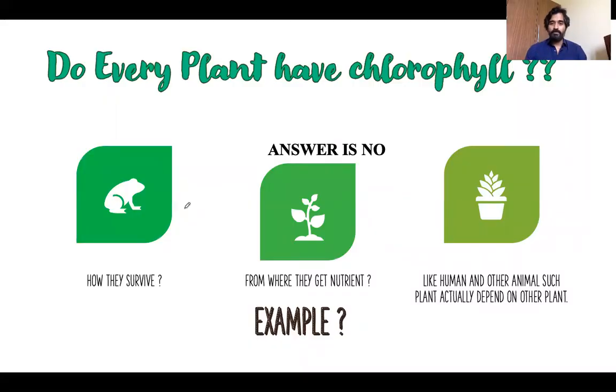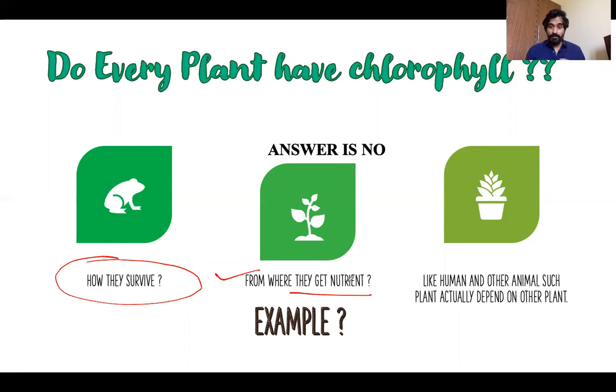So first question will be, does every plant have chlorophyll? Mostly, more than 95% of the plants have chlorophyll, but there are some plants which do not have chlorophyll, which you actually see every day. But if the question arises, if they don't have chlorophyll, how do they survive? They are supposed to create their own food. From where do they get nutrients?